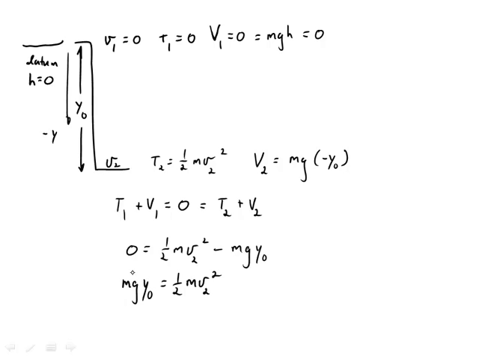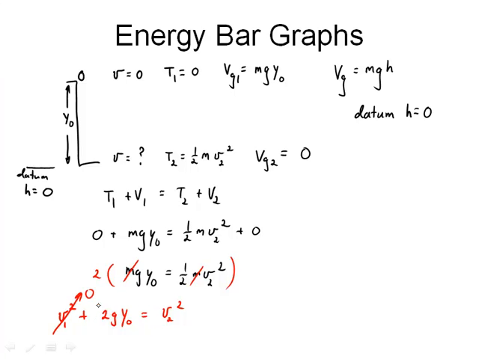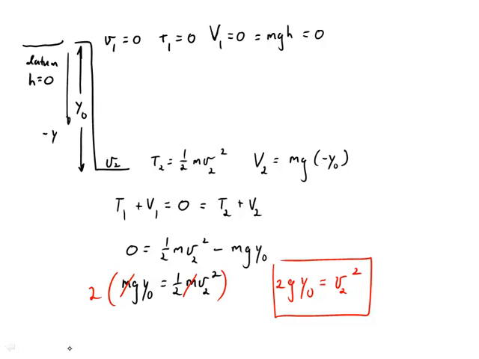Well, just as on the previous page, the masses go away. Let's multiply both sides by 2, and I get 2g y sub 0 equals v sub 2 squared. The exact same equation. This equation is exactly the same as this equation, even though the datum was at a different point in each of these two examples.